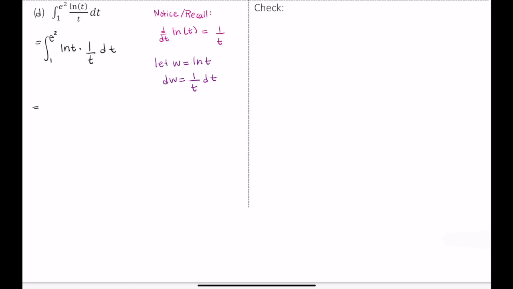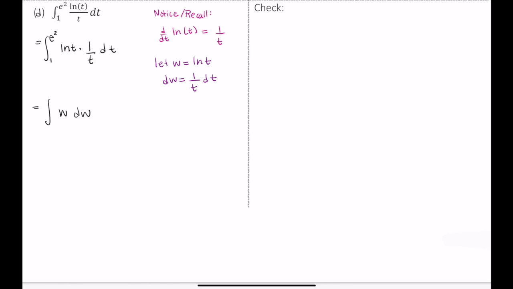So this becomes the integral, and I will get to the limits of integration after we've figured out the integrand of w. Since the natural log of t, we said let that equal w. So there's our w. And then here I have my dw.